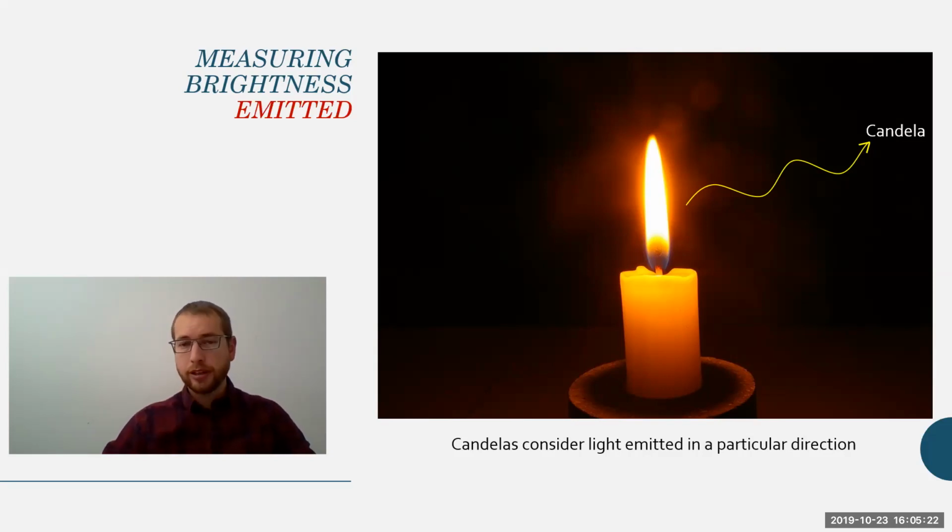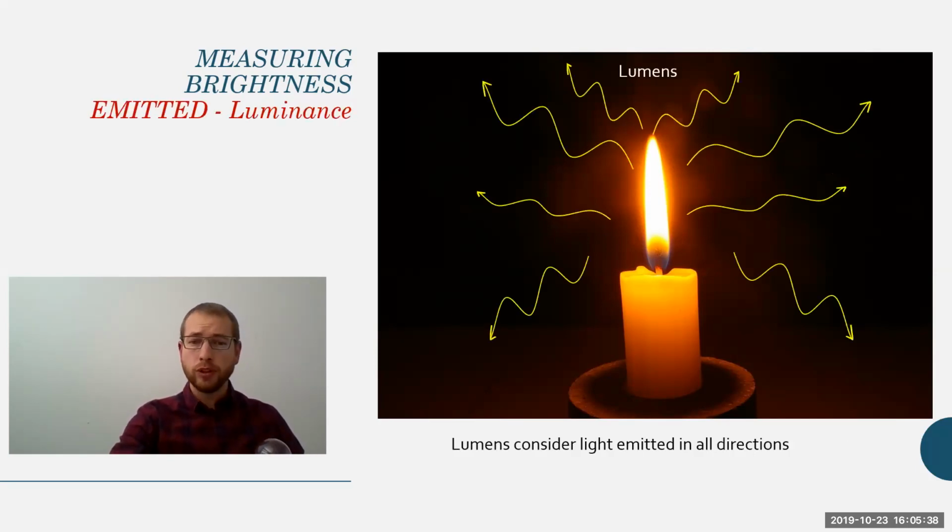That's great. It's nice to know where all those candelas are going out to, but it's more helpful for us to figure out exactly how much light is going to be coming off of this light bulb total, not just in one particular direction. So we measure that in terms of lumens. Lumens is a way to quantify the light emitted in all directions from a particular source.